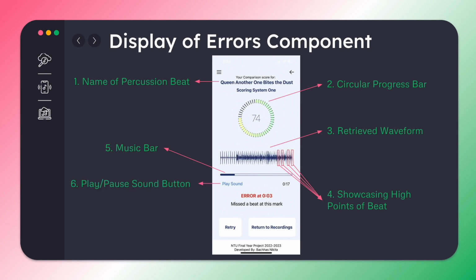They can press the play sound button or the pause sound button at any given moment. As the music plays and the music bar progresses, the errors at that exact time mark are displayed simultaneously to allow users to visually and orally learn their mistakes, since playing a rhythm is also about listening to the beat carefully. At the bottom of the page lies the retry and return to recordings button.